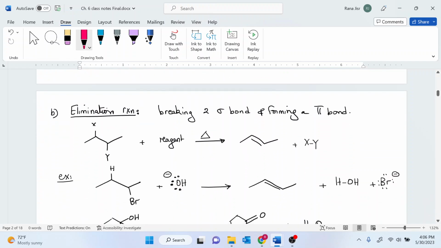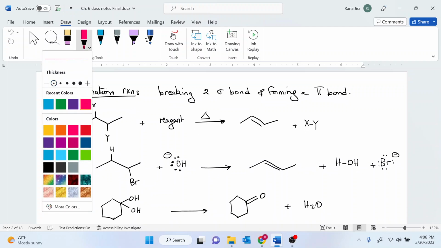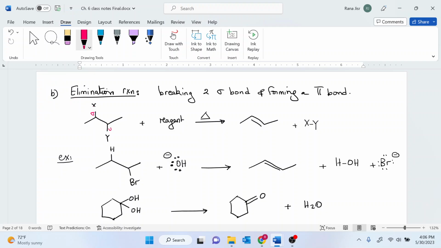On the other hand, with elimination, you need to have heat. And with heat, you are breaking two sigma bonds. The sigma bonds that you are breaking are the bonds between the carbons and X and Y. So carbon X, this is the first sigma bond that you're going to break, and carbon Y, this is the second sigma bond that you are going to break. Your reagent here that you are using needs to be a base. So this one needs to be a base. And most of the bases have lone pairs, or all of the bases, they have lone pairs. So it's similar to a nucleophile in there.